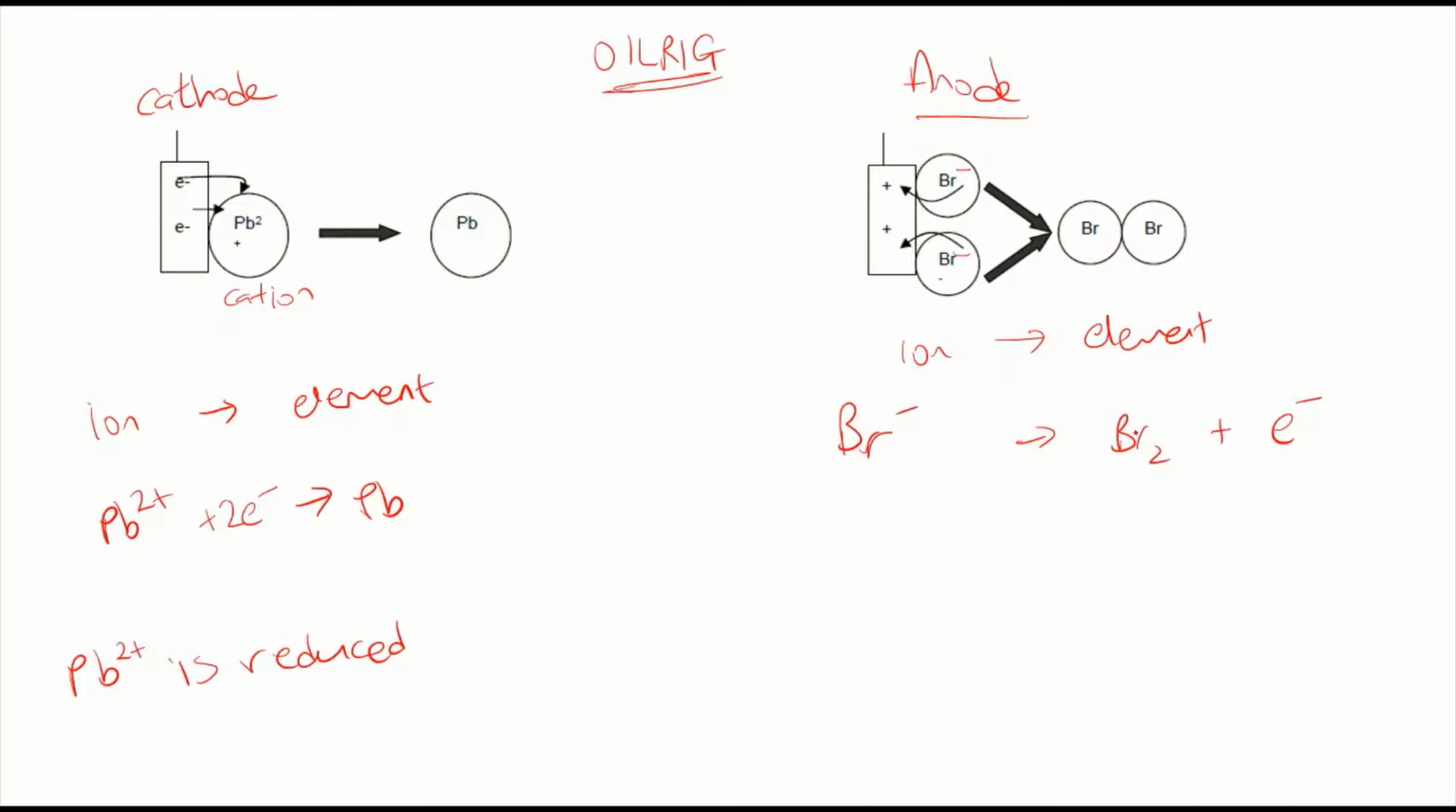Now, because this forms a Br2, remember it's a diatomic element, we need to have 2Br- ions to balance out the Br2, so we've got the same number of bromines. But now we've got a 2- charge on this side because we've got 2 of the Br-, and each of those loses an electron, so we have 2e- on this side. Again, if we're balancing our equation, on the left hand side we've got an overall charge of 2-, so on the right hand side we also need an overall charge of 2-. Just check that it's balanced. In this case the Br- is oxidised because it's losing an electron.